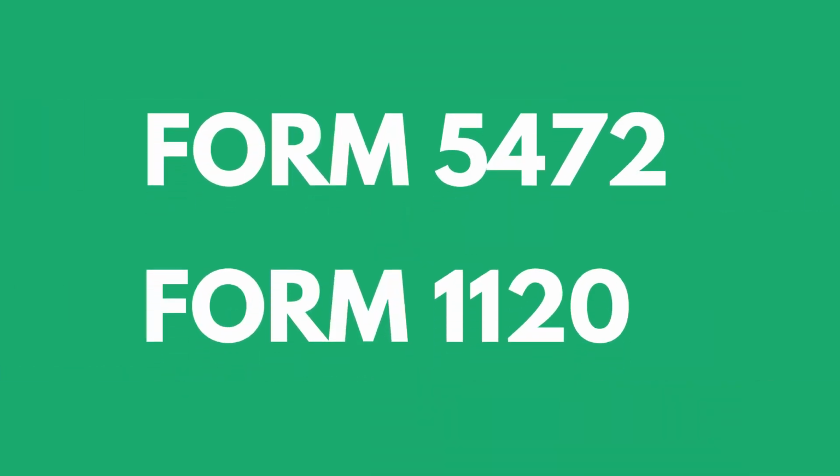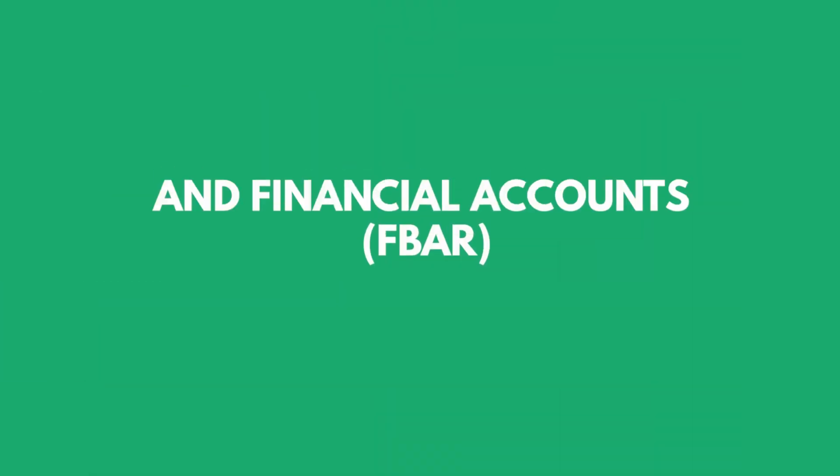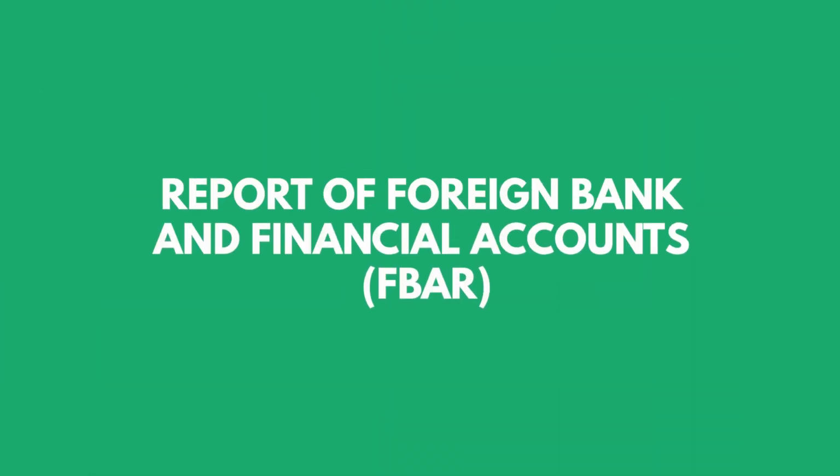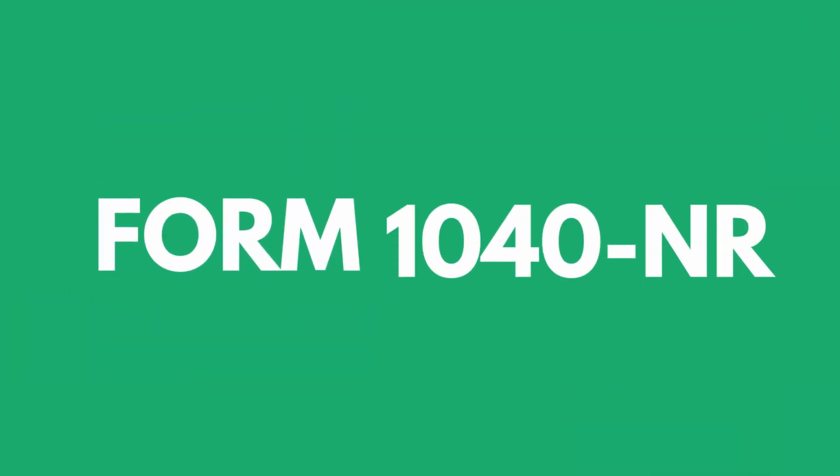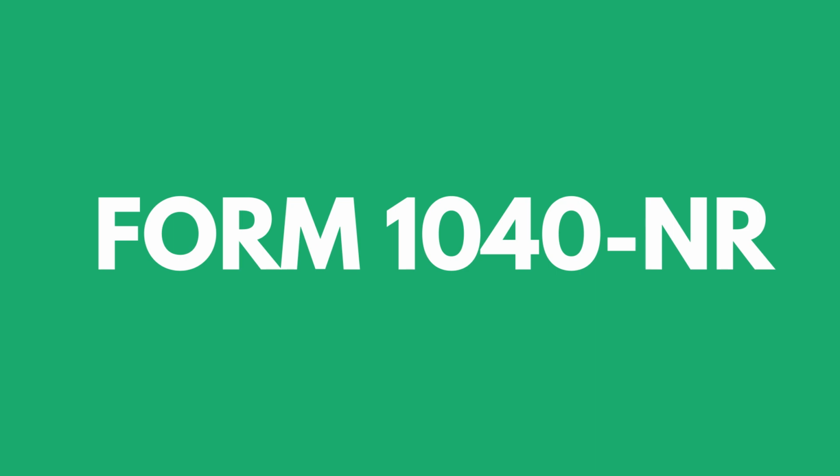So there are three primary forms that you have to file for your US LLC. The first one is Form 5472 and Form 1120. You file them together. 1120 is like a cover page for Form 5472. The second form is FBAR. This is a report on your foreign accounts, foreign bank and financial accounts. The third one is Form 1040 NR. I'm going to briefly break down all three of those for you.